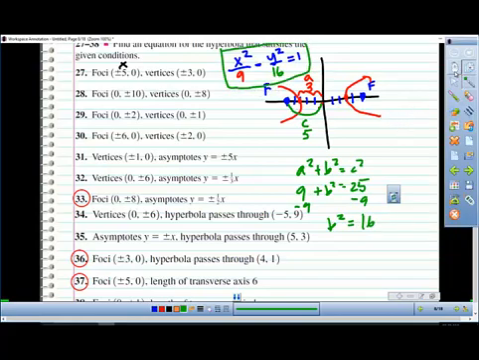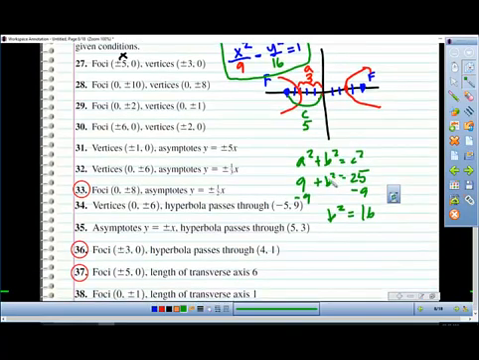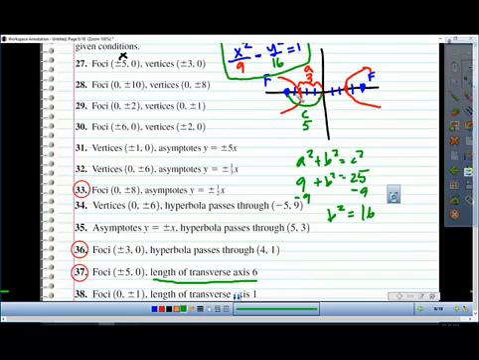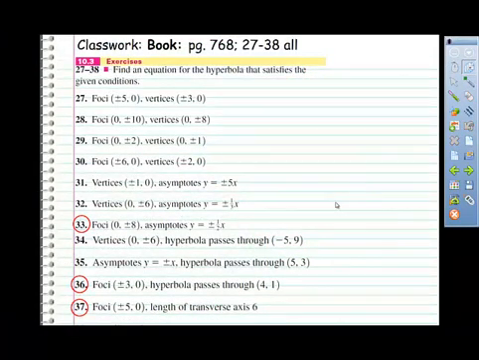Okay? All right, so all of these are just different ways. I would go back and look at the PowerPoint if there's things that you don't understand, like when it talks about the length of the transverse axis. Look at the PowerPoint. It's basically the transverse axis is the distance going all the way across like that. Okay? Give it a shot, and then check your answers after you're done.